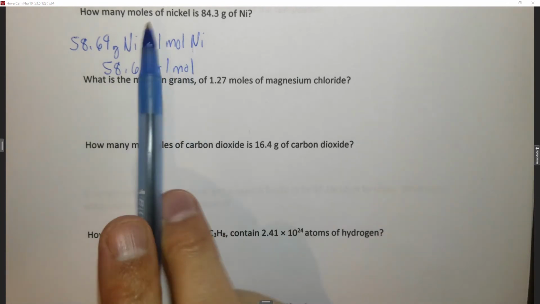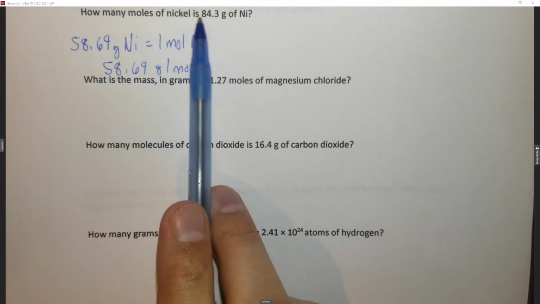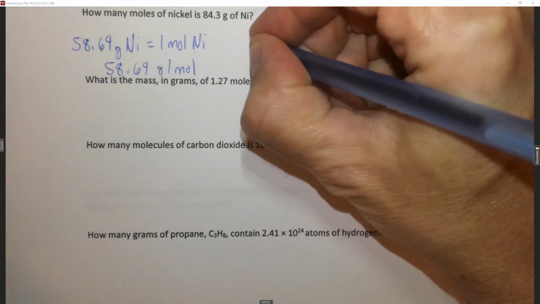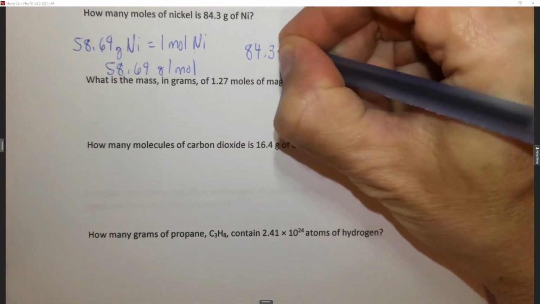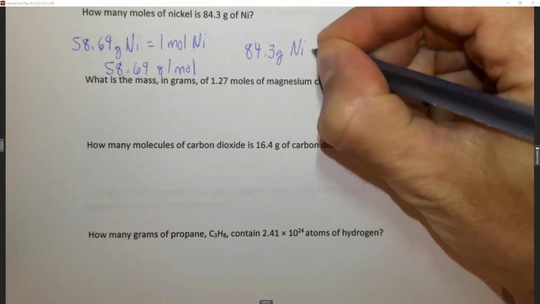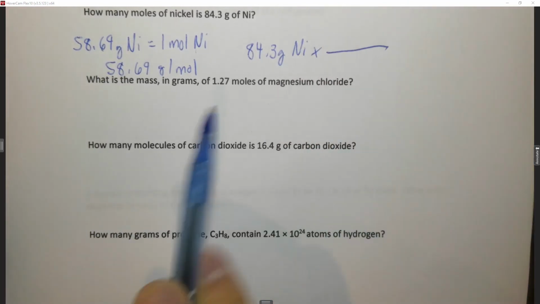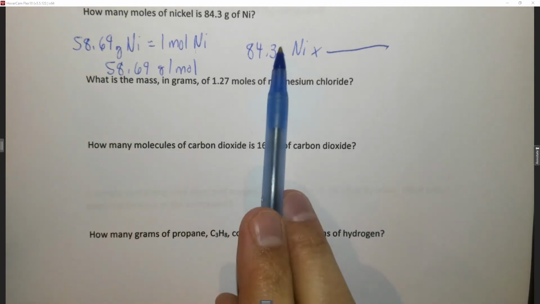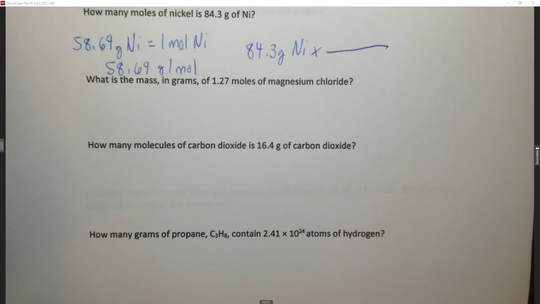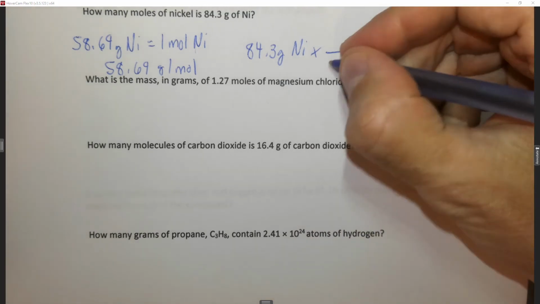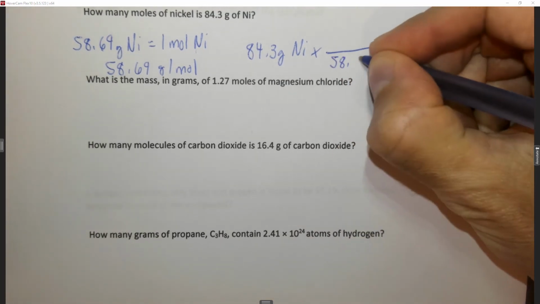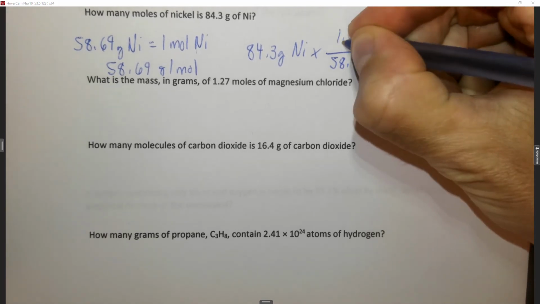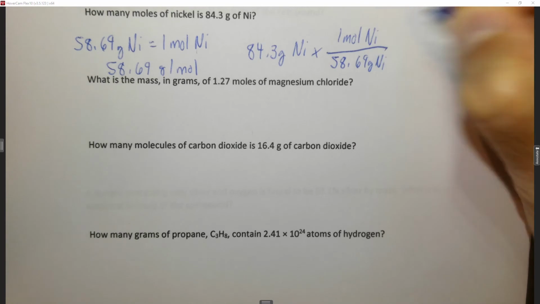So now in this question, it says how many moles of nickel is 84.3 grams of nickel. So if we start with 84.3 grams of nickel, we need to convert the unit. Well, what we want to decide is, do we want to put the grams on the bottom or the moles on the bottom? Well, we want grams to cancel out, so we want to put the grams on the bottom. So what we want to put is 58.69 grams of nickel on the bottom, and on top, 1 mole of nickel.